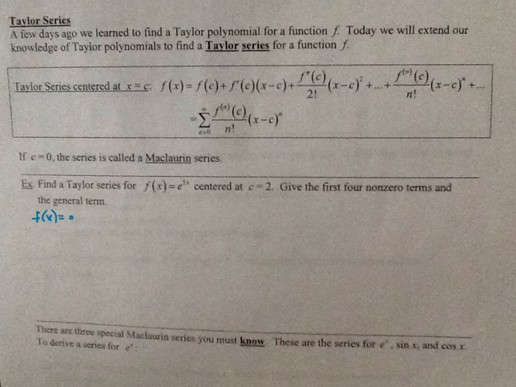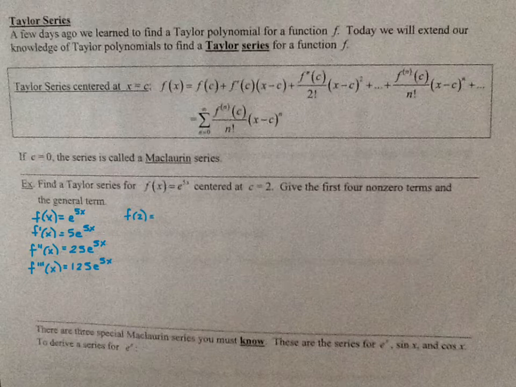So f of x is e to the 5x, f prime of x is 5e to the 5x, f double prime of x is 25e to the 5x, f triple prime 125e to the 5x, and that's all we need. Plugging in 2, we would have e to the 10th, f prime of 2 is 5e to the 10th, f double prime 25e to the 10th, f triple prime 125e to the 10th. Okay, and then we make our Taylor polynomial.